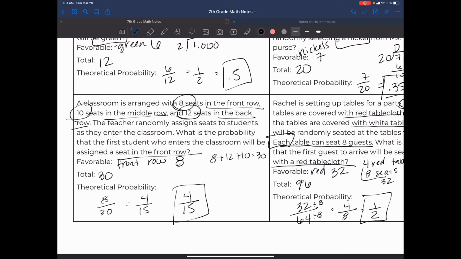All right, you beautiful humans. I hope you were able to get to the answer of 4/15. That is in theory, the probability of the next guest that's going to arrive, the next student that will arrive in the classroom will be seated at the front row. It's got a 4 out of 15 chance.